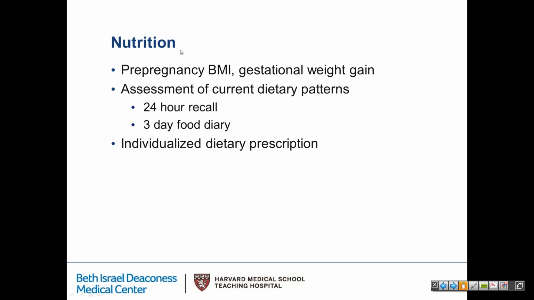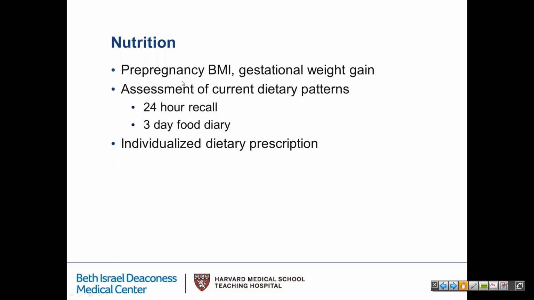The nutrition counseling piece, I really would strongly encourage everybody, what the ADA guidelines say is that nutrition counseling should be performed by a certified dietitian with expertise in caring for pregnant women. Functionally, sometimes that can be really challenging to get people to, so I wanted to talk a little bit about nutrition prescriptions and what my approach is.